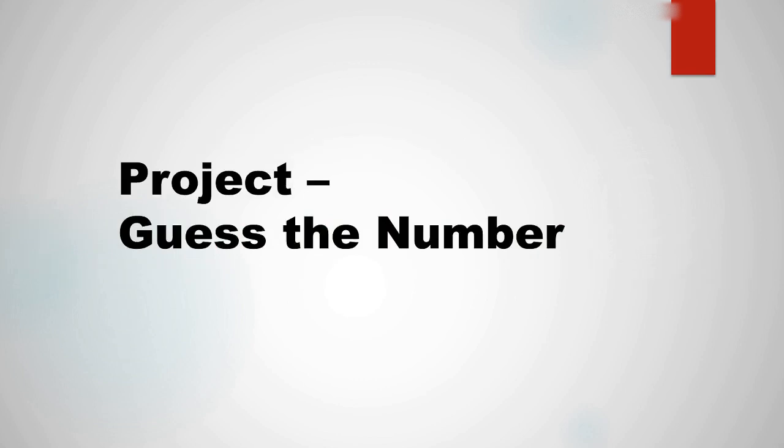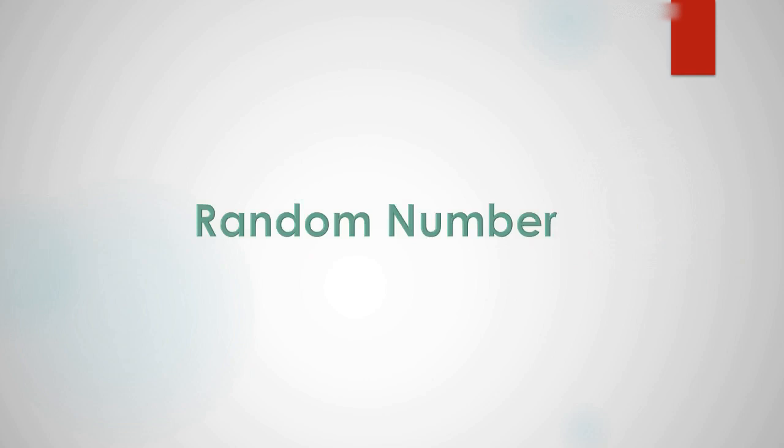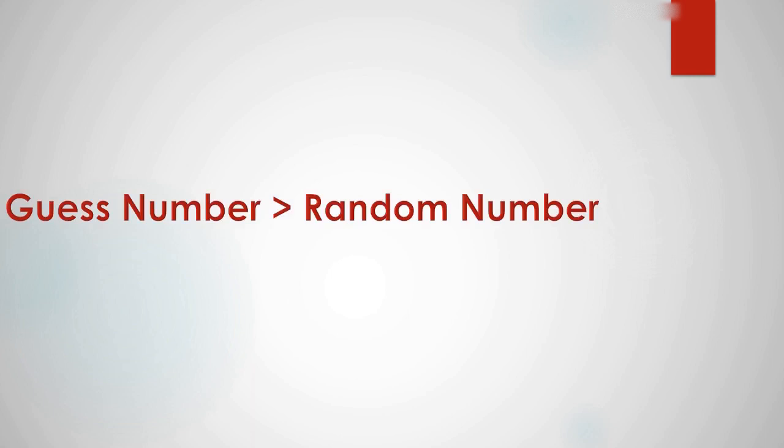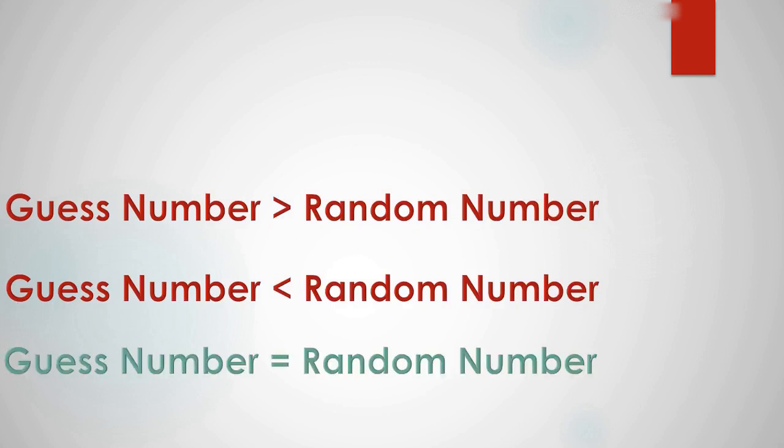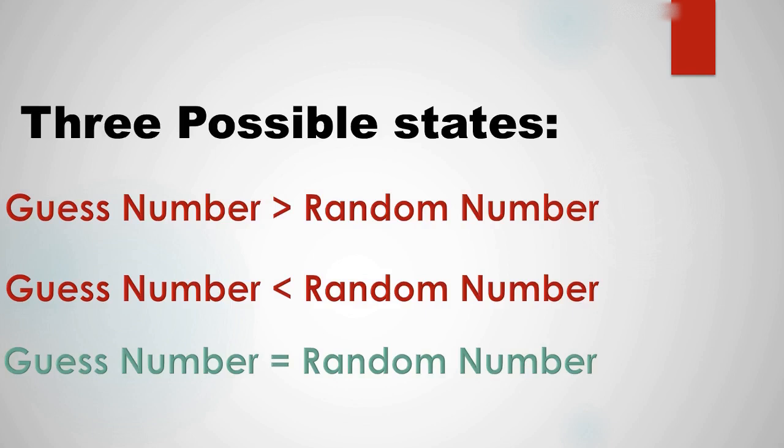In this project, there is a random number which we need to guess. Here there are three different possibilities. The guess number could be greater than the random number. The number which we guess could be less than the random number. And the number which we guess could be equal to the random number. So we have these three possibilities, and these three possibilities are said to be three possible states of the project.